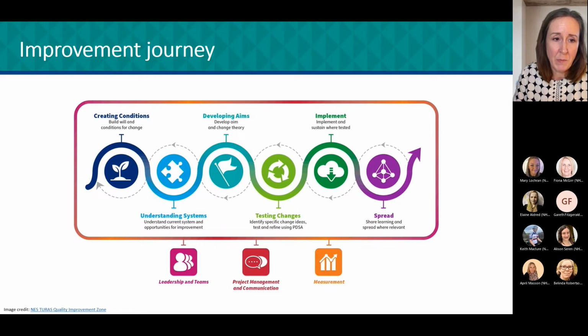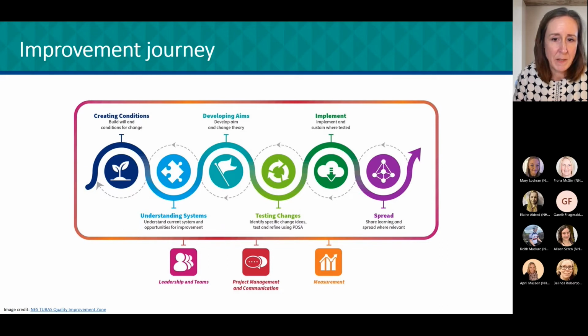Next, it comes to testing changes. So after you've identified specific change ideas, how are you going to test and refine those using plan, do, study, act methodology? And then how are you going to measure that improvement to ensure that your change has improved over time? And lastly, at the far right-hand side of that diagram is how you're going to share that learning and spread it to other teams, and that's part of what we're doing today, so that we can share ideas and spread them across other teams' work.